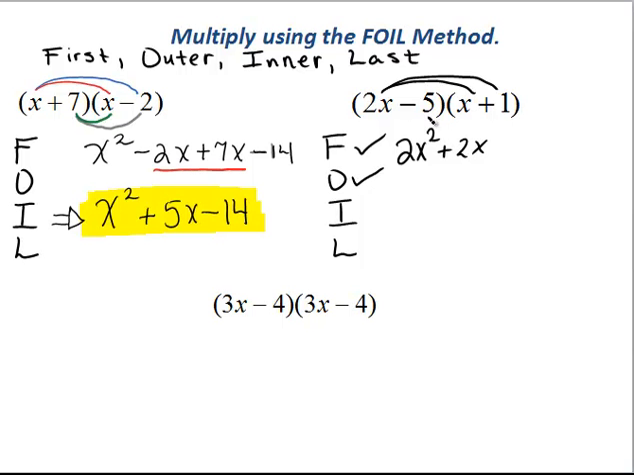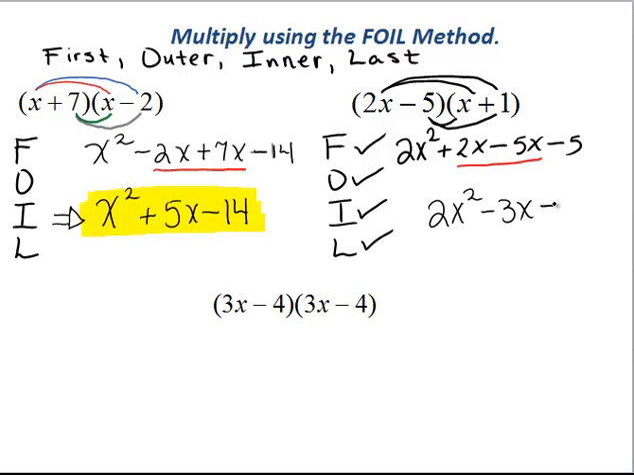And then our I is our inside terms, minus 5 times x, so that's minus 5x. So I'll check that off. And of course, L is our last set of terms, negative 5 times 1, which is negative 5. So I'll check that off. Now again, I'll combine like terms in the middle here. So then I obtain 2x squared, 2 minus 5 is negative 3, so minus 3x minus 5. So here's my simplified polynomial expression for this example through multiplication using the FOIL method.